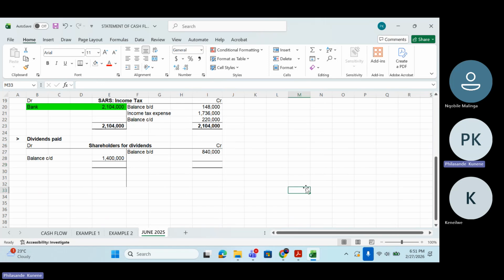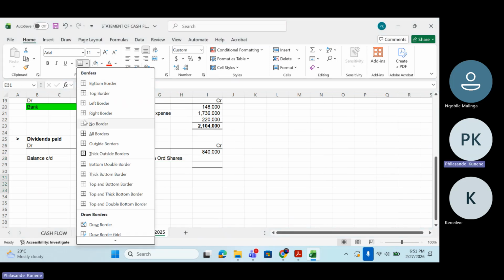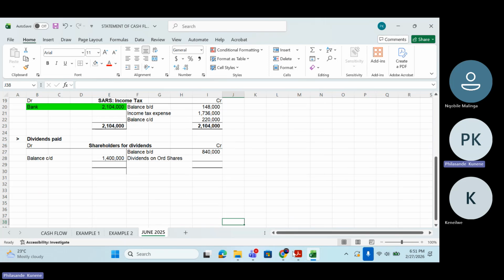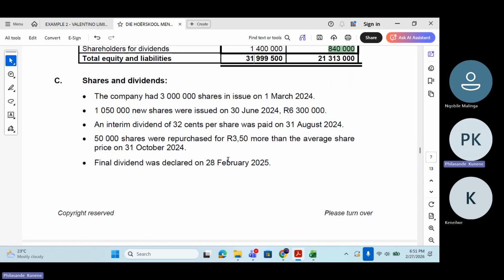Now, okay, guys, we know that I need dividends on ordinary shares here. Dividends on ordinary shares, I need to go and check. Remember here it's an interim plus final. We always have interim plus final. Let's go to our information now.